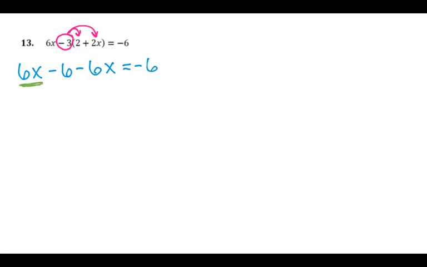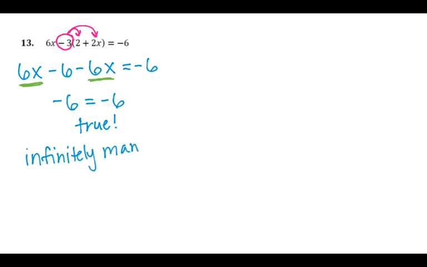Now, let's go ahead and combine like terms. I have 6x minus 6x. 6x minus 6x is 0. It cancels out, so it leaves me with negative 6 equals negative 6. Well, does negative 6 equal negative 6? Of course it does. So that is a true statement, which means, because we talked about this a little bit earlier, we have infinitely many solutions. So this was your other special case when your variables cancel out.